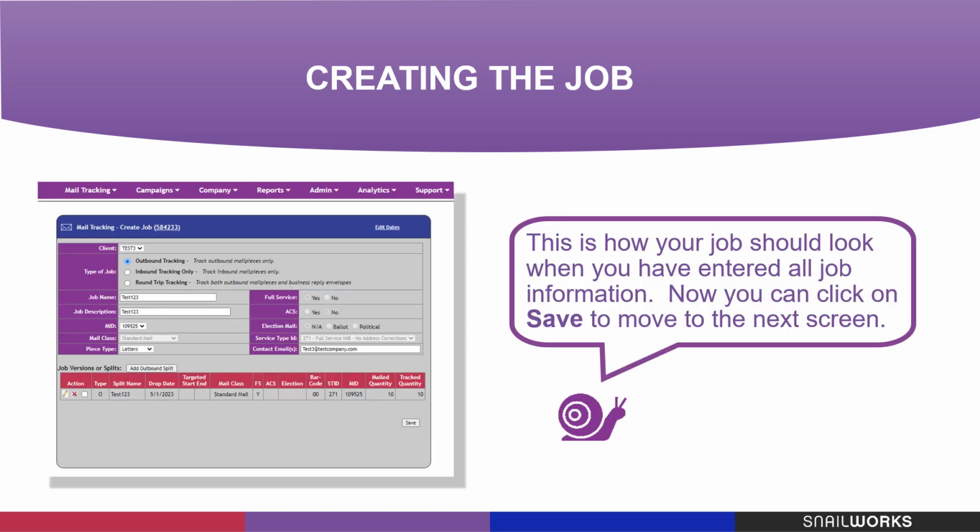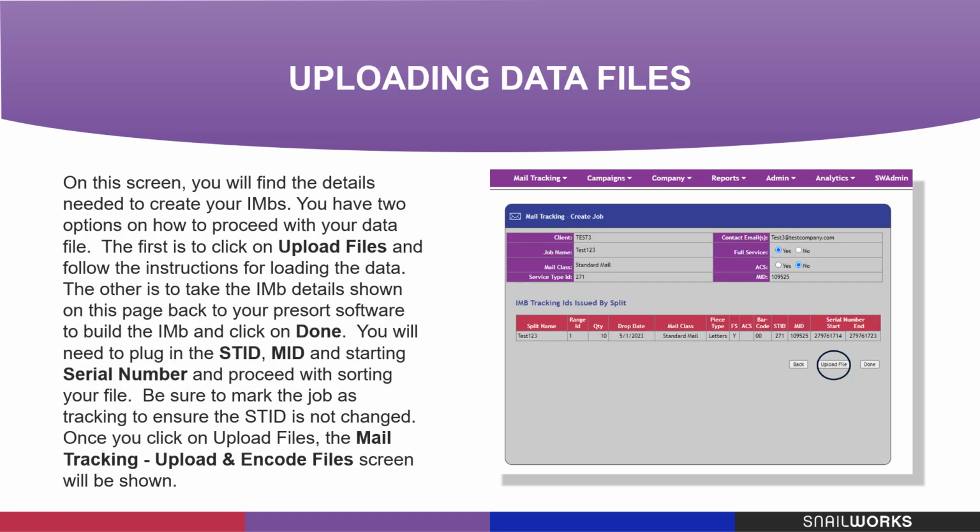This is how your job should look when you have entered all job information. Now you can click on Save to move to the next screen. On this screen, you will find the details needed to create your IMBs. You have 2 options on how to proceed with your data file. The first is to click on Upload Files and follow the instructions for loading the data.